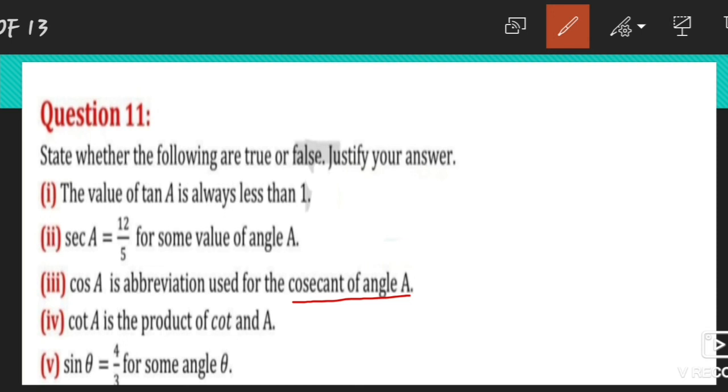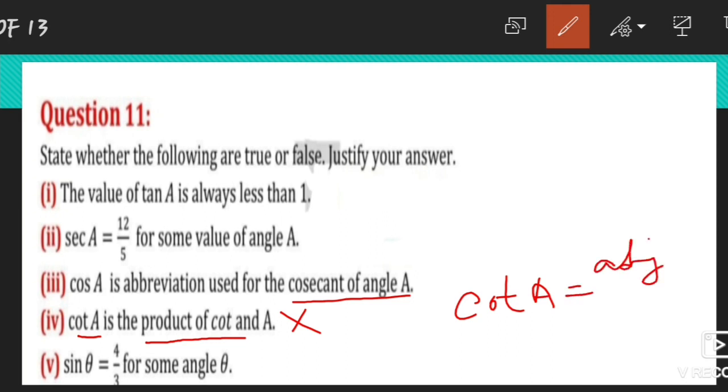Now the fourth one: cot A is the product of cot and A. This is totally false. Why? Because cot A is a trigonometric ratio whose definition is the adjacent side of the acute angle by the opposite side of the acute angle, right? So this is a ratio of two sides of a right angle triangle. It is a trigonometric ratio, not a product. That's why it is false. So the first one was false, the second was true, the third was false, and this is also false.